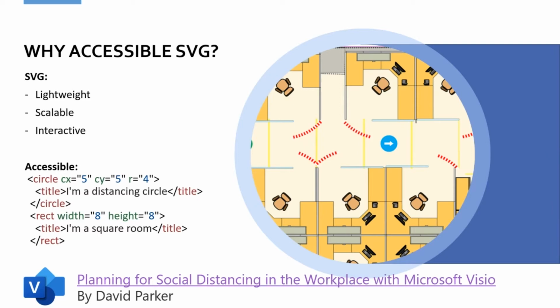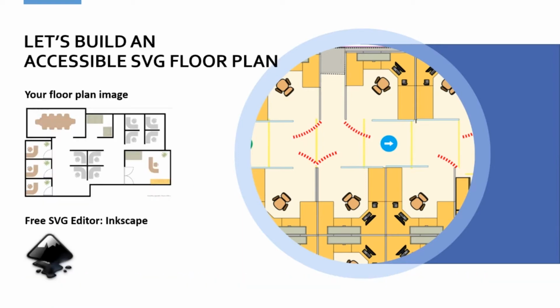As a designer, you might be familiar with Microsoft Visio, which will allow you to build such floor plans. As a reference, you can check out the article written by David Park. But maybe you don't have Visio, and you just have a regular image of your floor plan in JPEG or PNG format. So let's see how we can transform it into accessible SVG. To make this happen, we are going to use a popular free SVG editor called Inkscape.